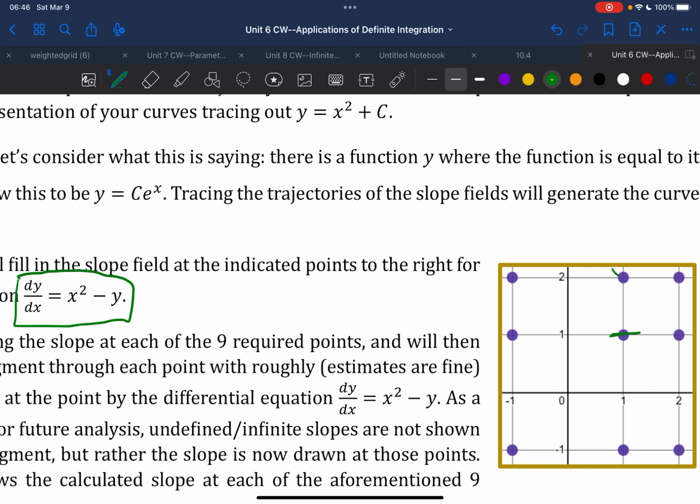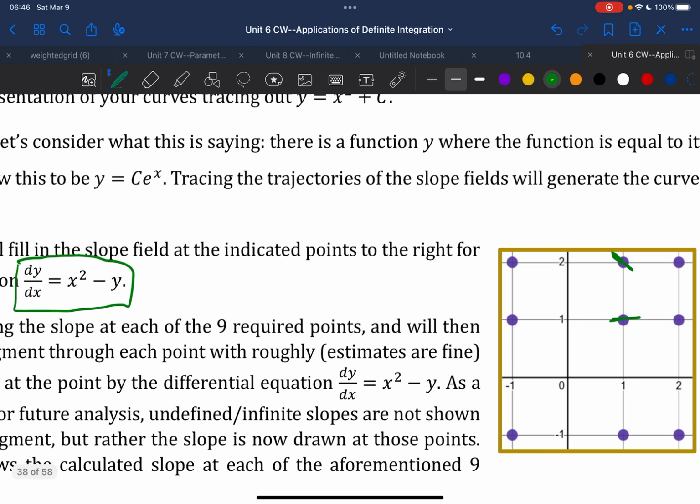And so yeah, you're just going to draw a little line there. It's negative. And the slope is negative 1, so it's kind of like a 45-degree angle. So if I go to 1, negative 1, x squared is 1, minus negative 1 is plus 1. So you get a slope of 2. So if a slope of 1 looks like this, then 2 should be steeper. And you don't need to pull out a protractor or anything. You're just going to draw something that's steeper than 1.